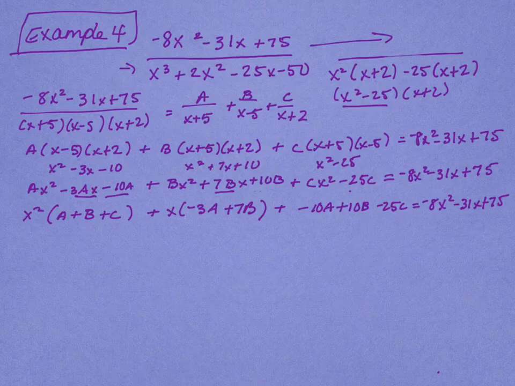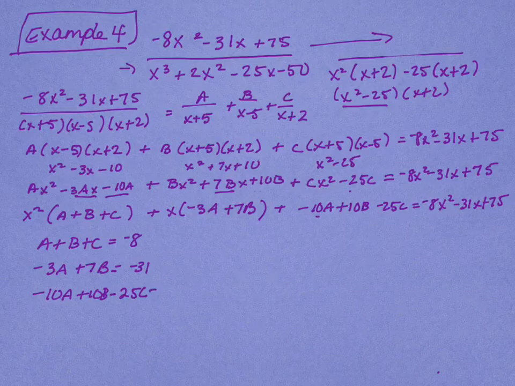So I know some things. I know that a plus b plus c has to equal negative 8. I know negative 3a plus 7b has to equal negative 31. And I know that this last step, negative 10a plus 10b minus 25c is equal to 75.